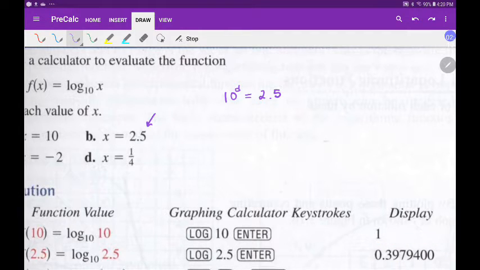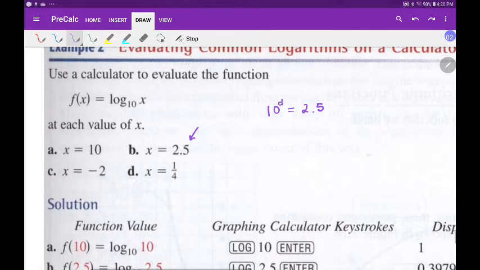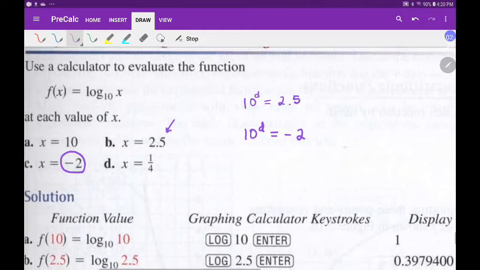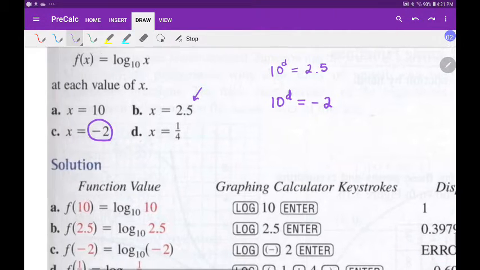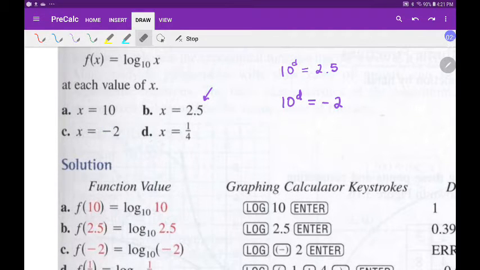That's what I get. And then -2. Okay, so I say to myself, what do I raise 10 to get -2? And the answer is, I can't make 10 negative by giving it the right exponent. And so your calculator is going to look at you funny. And it's going to say, sorry, bud, that's not going to work.